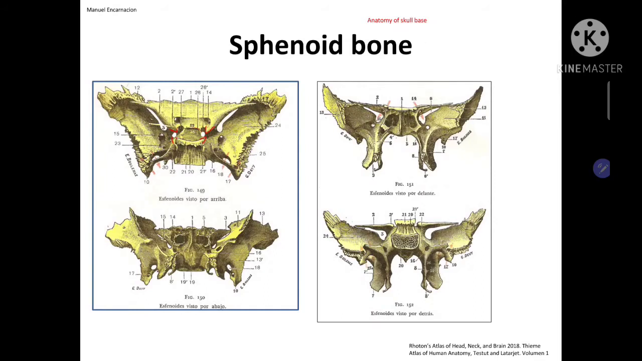Also, this anterior and posterior clinoid, sometimes they are joined together by ossification, okay? So something interesting is sometimes, I'm gonna put in yellow. Sometimes between the anterior clinoid and posterior clinoid, this is anterior clinoid and this is posterior clinoid, sometimes these two clinoid are joined together.